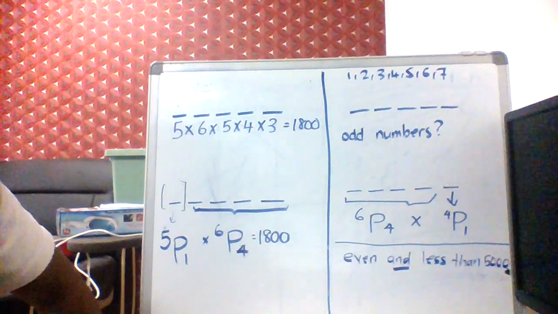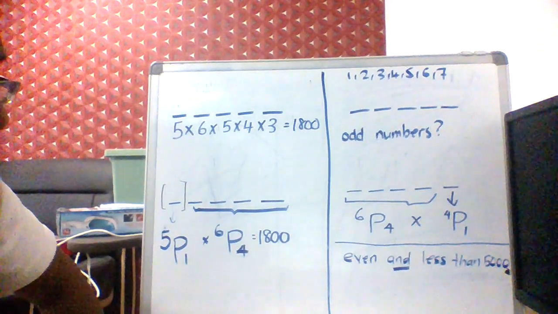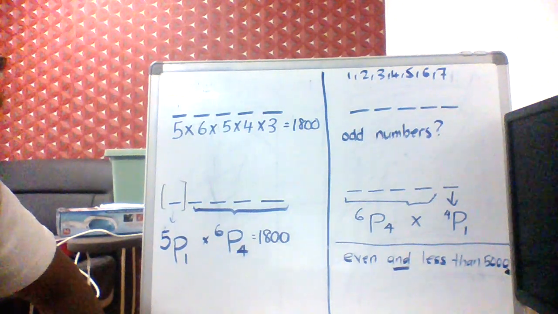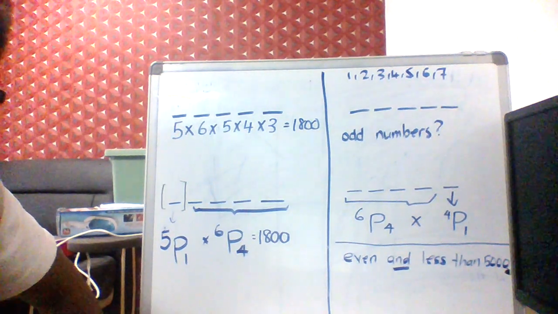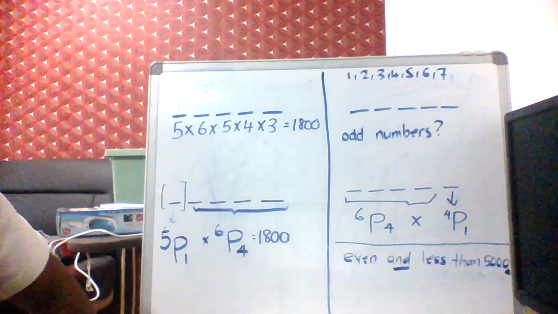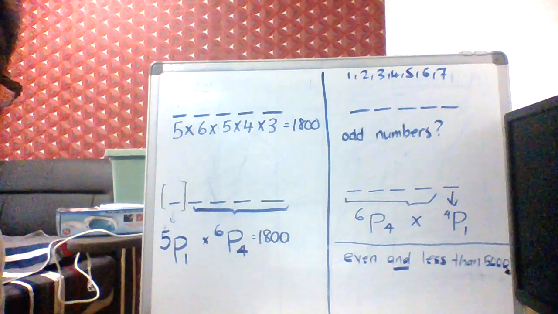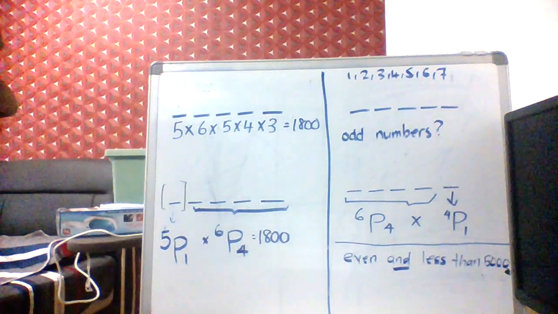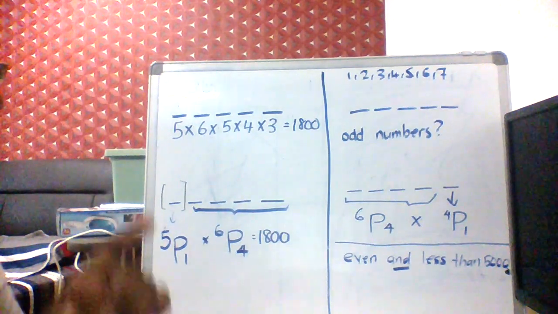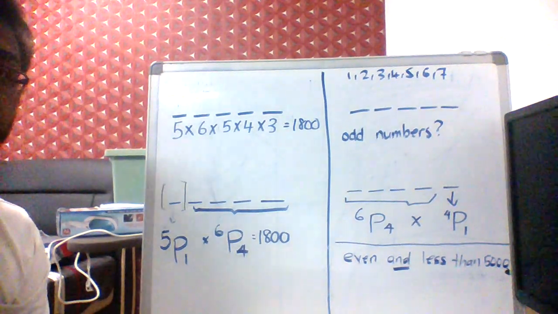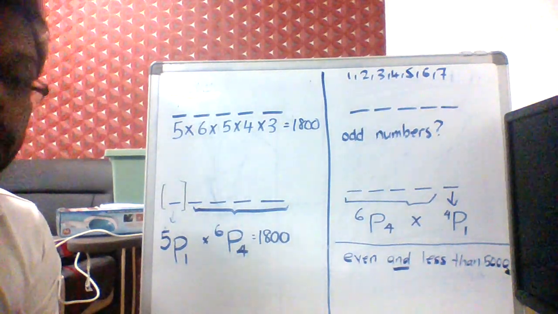How many permutations do you have if the number has to be an even number, but at the same time, it also must be less than 50,000? Remember, it's a 5-digit number, must be an even number. At the same time, it also has to be less than 50,000. Okay, you try this one.